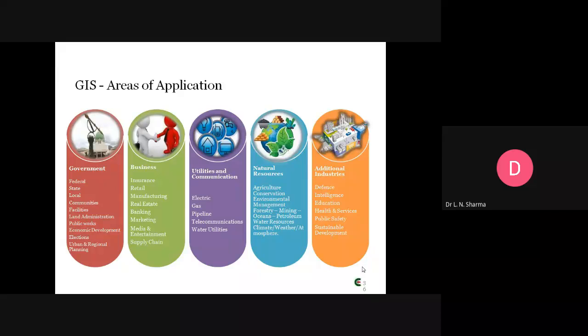Business people are using it in real estate, banking, marketing, and the supply chain. Then utilities, whether it is electric line, gas, or pipeline, are also using GIS. I will give you some examples. Natural resources: agriculture, environment, forestry, ocean, water resources. Climate people are now using GIS. Then defense, of course, educational institutions, and health.